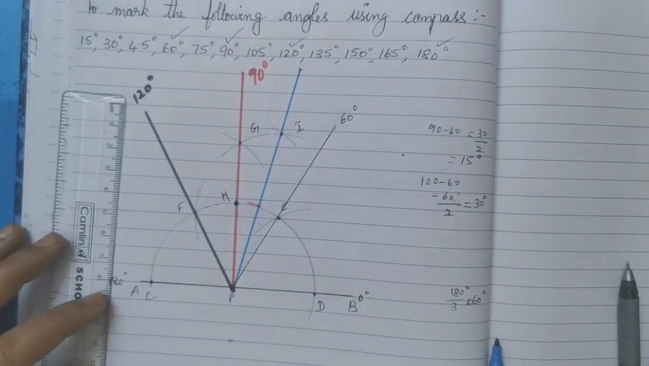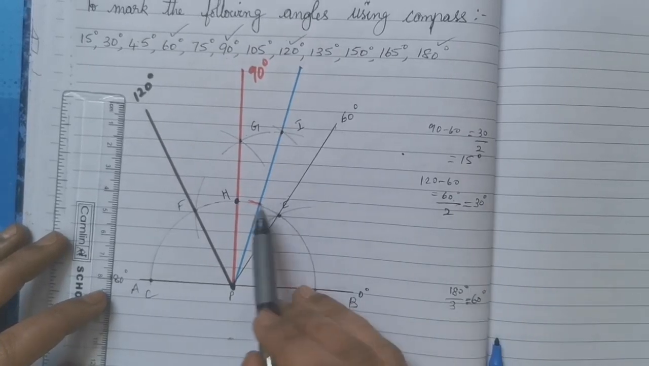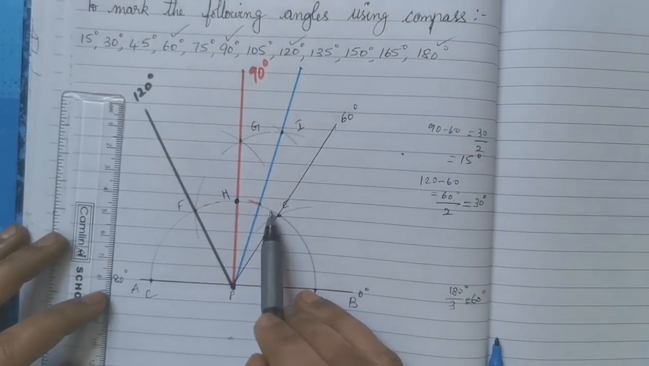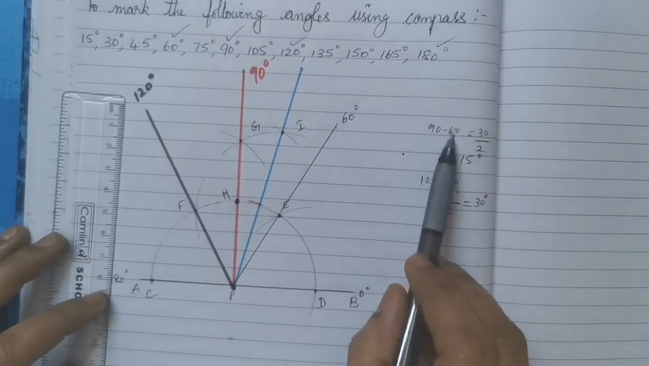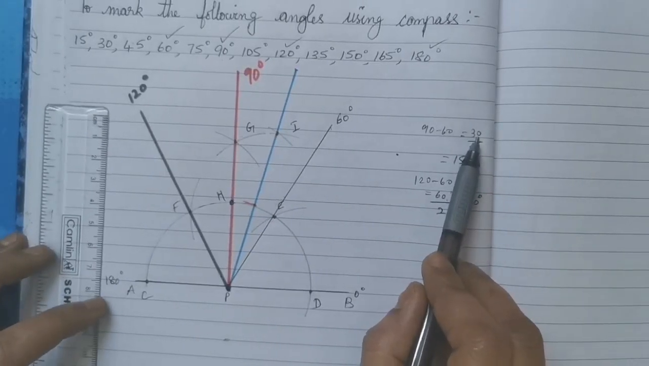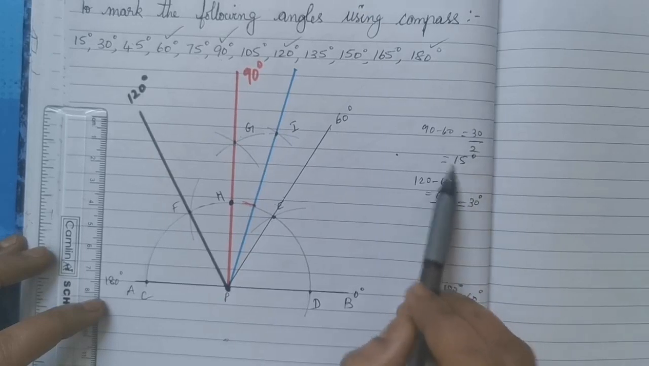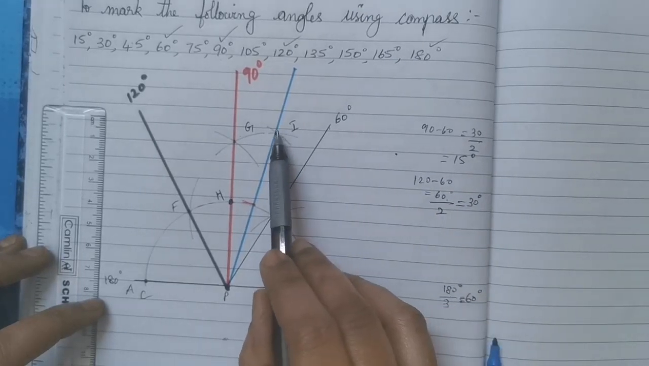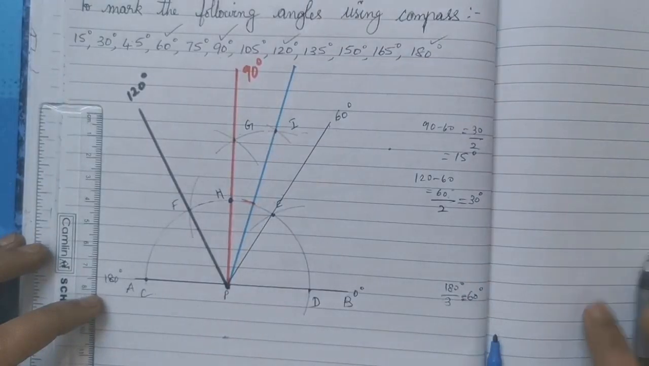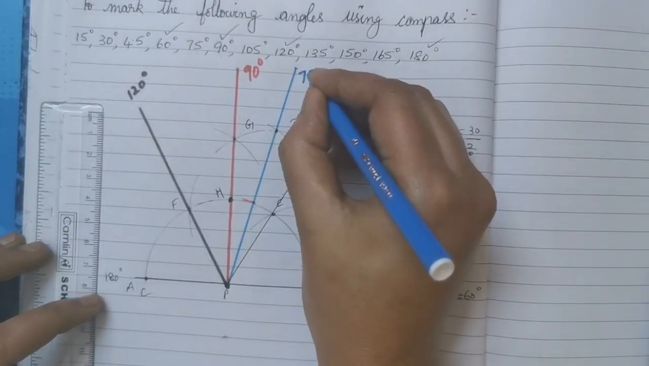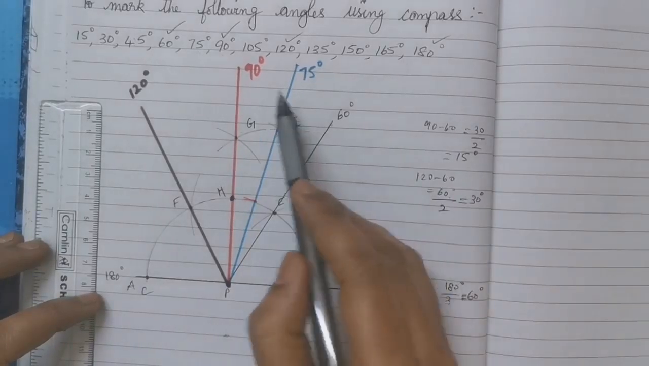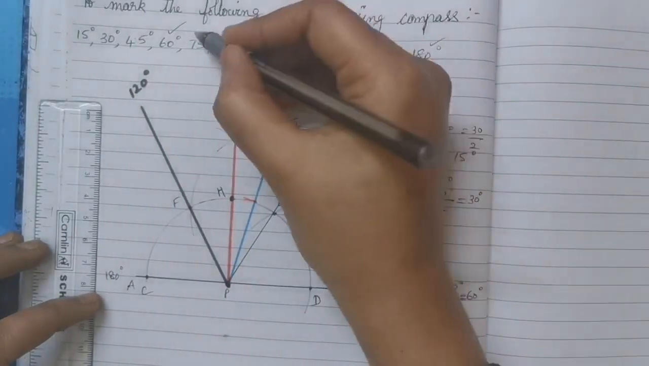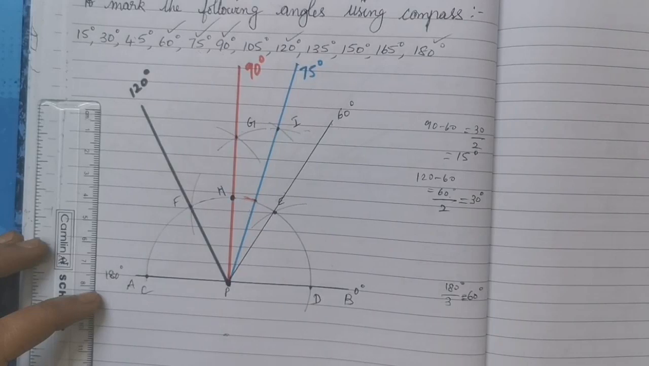I divided the part between 60 and 90. So each part is 15 now. Between 60 and 90 there are 30 degrees. When I divide it into 2, each part will be 15 degrees. So 60 plus 15 is 75 degree. So I have a 75 degree here. And 75 plus 15 is 90 degrees. So we are done with 75 degree.